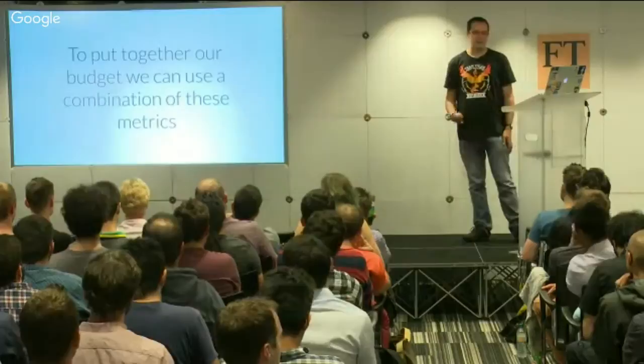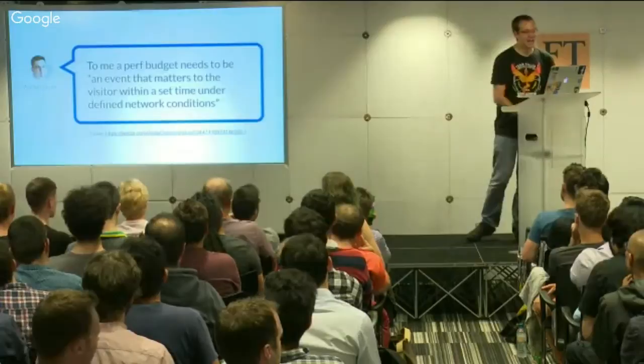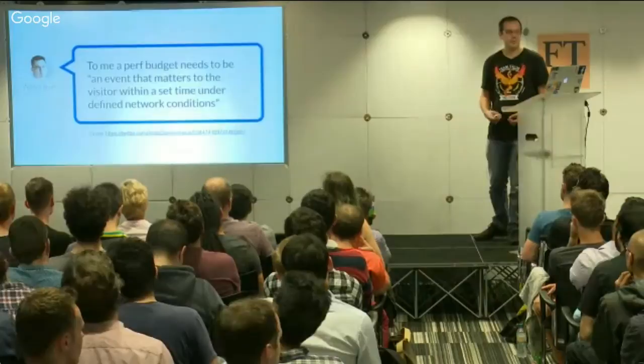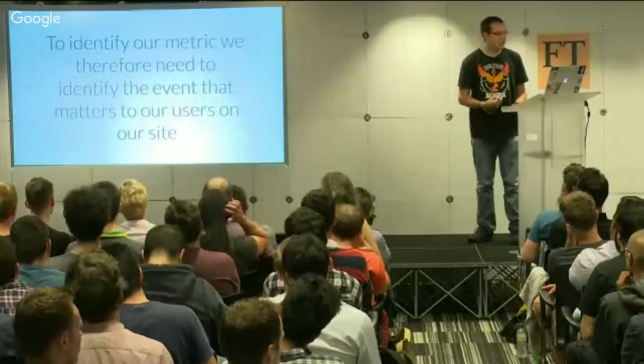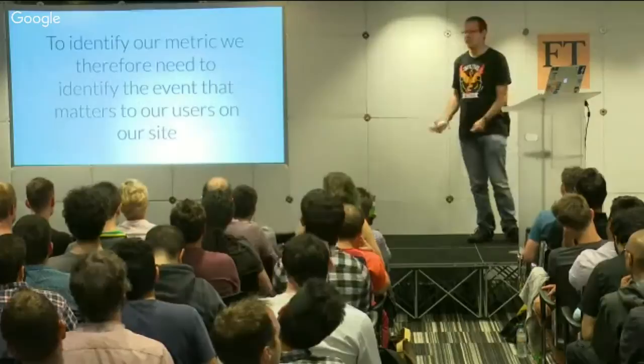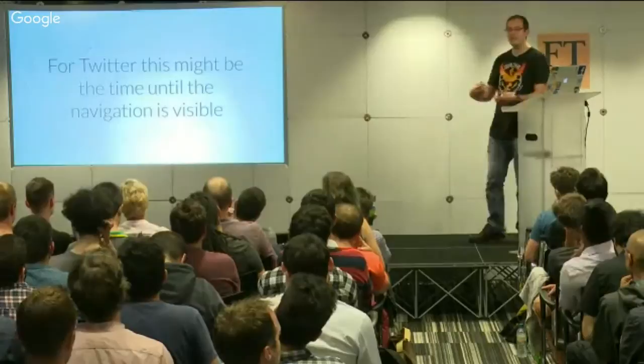So Andy Davies, who's sat here lovely at the front, said this on Twitter. So to me, a perf budget needs to be an event that matters to the visitor with a set time under defined network conditions. So to identify that metric, we therefore need to identify the event that matters to our users on our site. And this will vary from site to site. For Twitter, this might be the time until the navigation is visible, because obviously they want people to be able to get to the page they want as quick as possible.